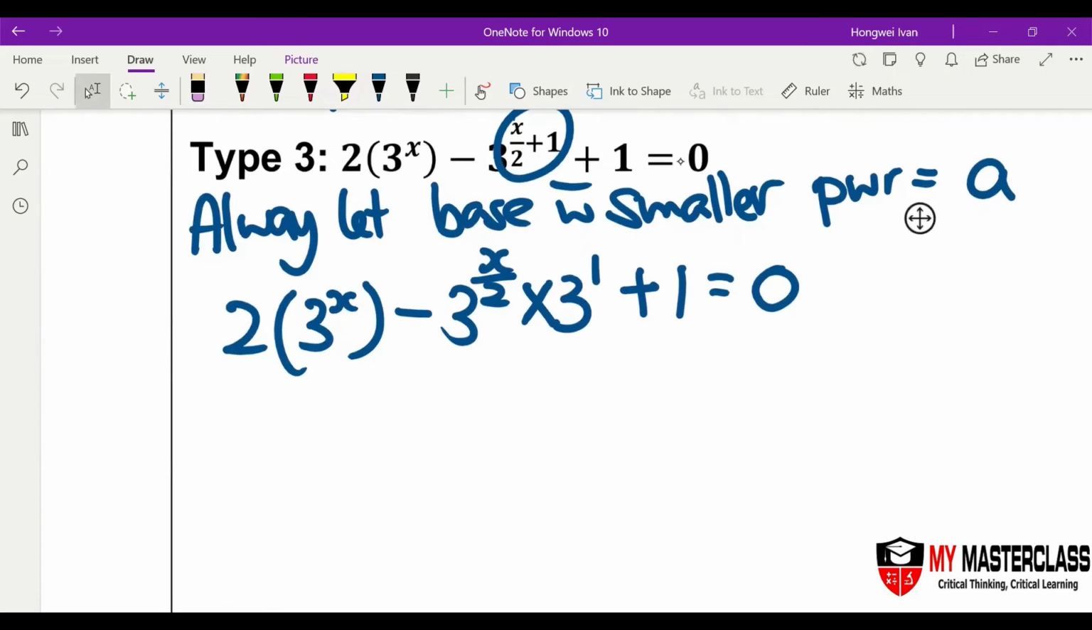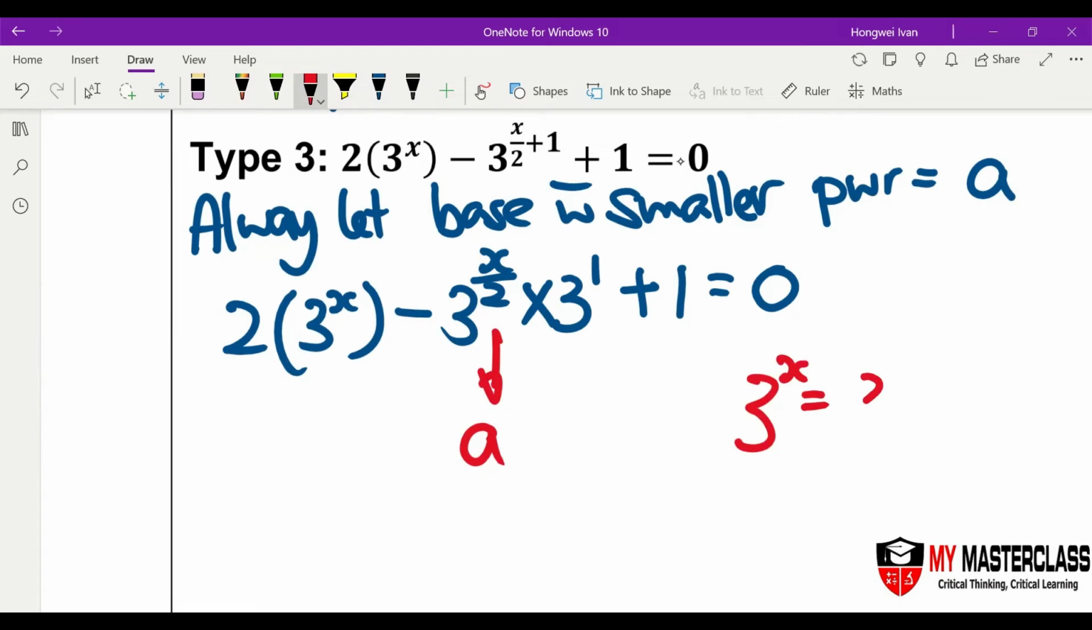Okay. So Sarah, who should be A? Yes. So if this one is A, you all must know that 3 power x is equal to 3 to the power of x over 2 bracket square. They are equal. This one times together becomes x, right? So which means that this one is A.